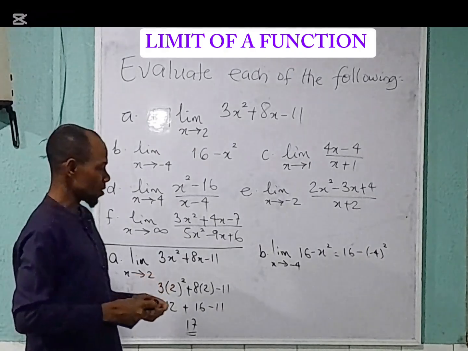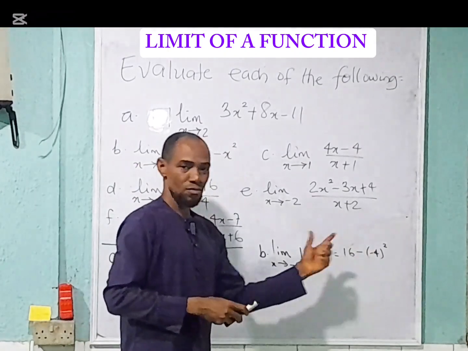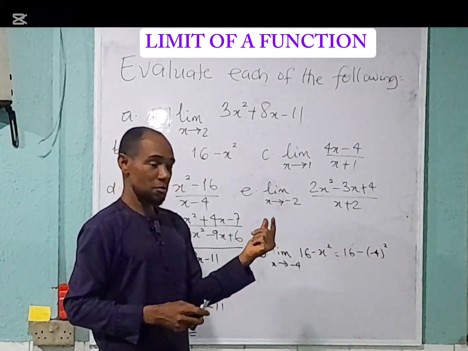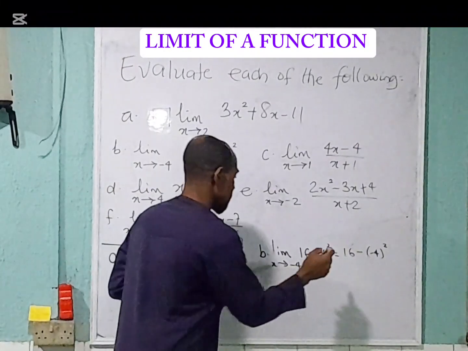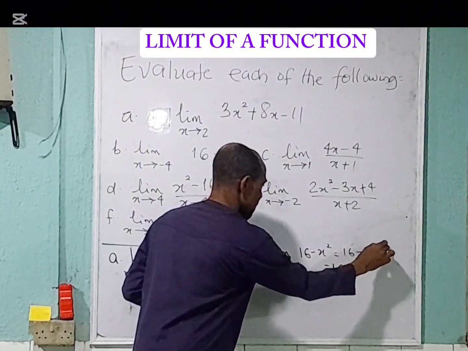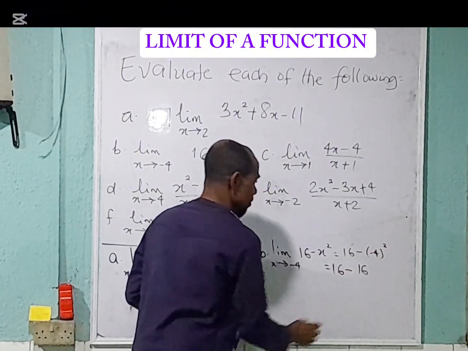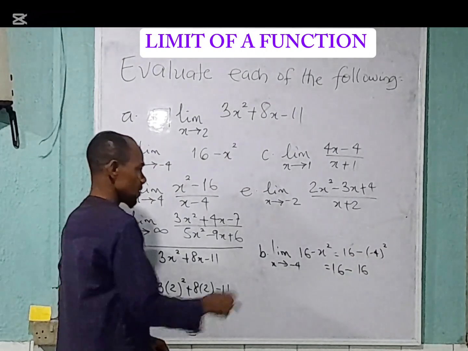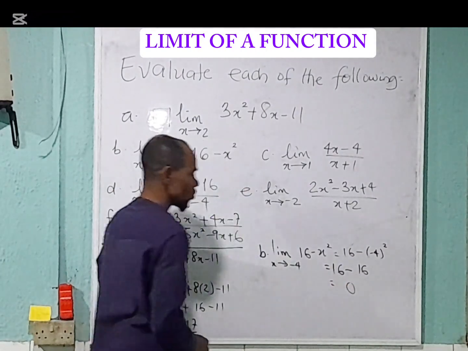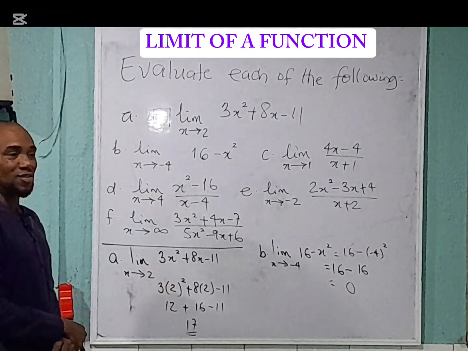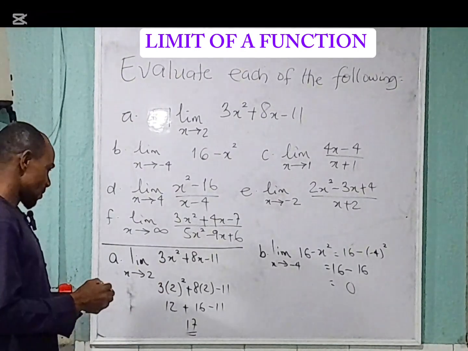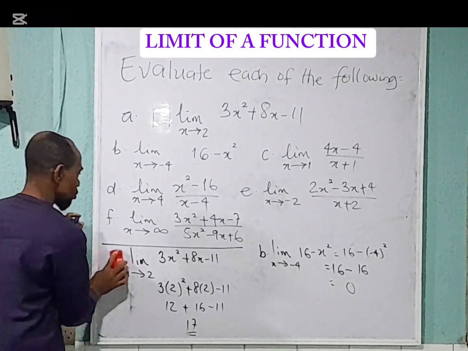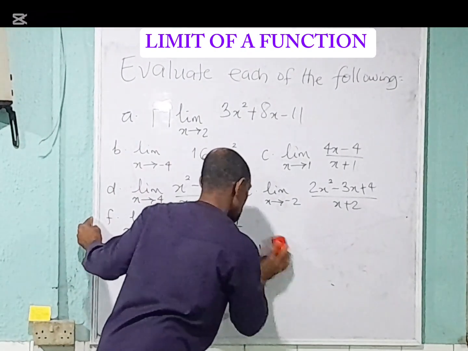Please don't make the mistake of saying minus times minus. No. Remember, bracket first, bottommost. So you have to square this bracket before you work with the minus. That gives 16 minus 4 squared, which is going to be plus 16. And 16 minus 16 is 0. And that is that. It's as simple as that. I believe you find it quite interesting. Let's move on to solution C and subsequent ones.